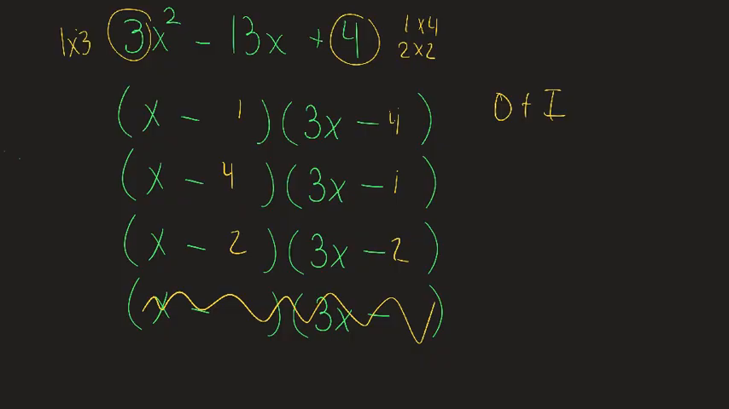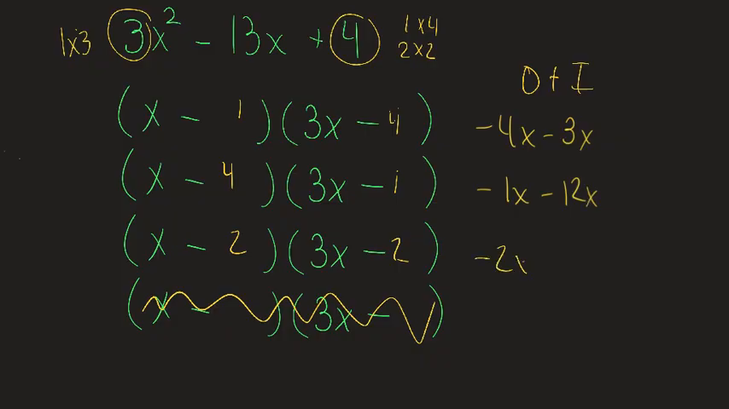Well, if you haven't figured it out, let's test them all. The first one, negative 4x minus 3x. The next one, negative 1x minus 12x. The last one, negative 2x minus 6x. Which one adds to make negative 13? And that was this one right here, winner, winner, chicken dinner.